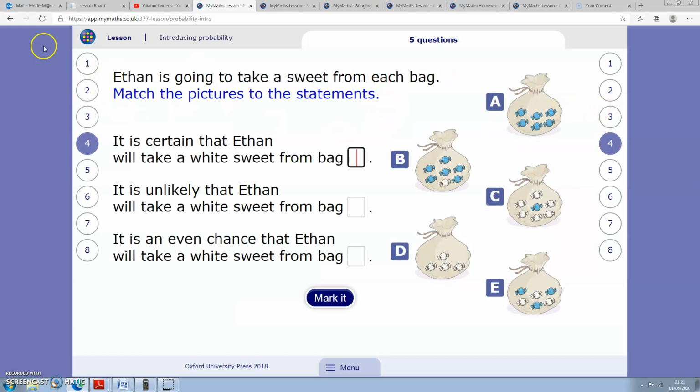So we're going to try and get this one. Match the pictures to the statements. Okay, it is certain that Ethan will take a white sweet from the bag, so that means that all of the sweets in the bag have to be white for it to be certain, so that's going to be D. It is unlikely that Ethan, unlikely means there's going to be less of a chance that they'll take a white sweet from the bag, so I've got to have fewer white sweets. So it's probably this one, B. And it is an even chance, so I've got to have the same amount of sweets, so it's got to be E.